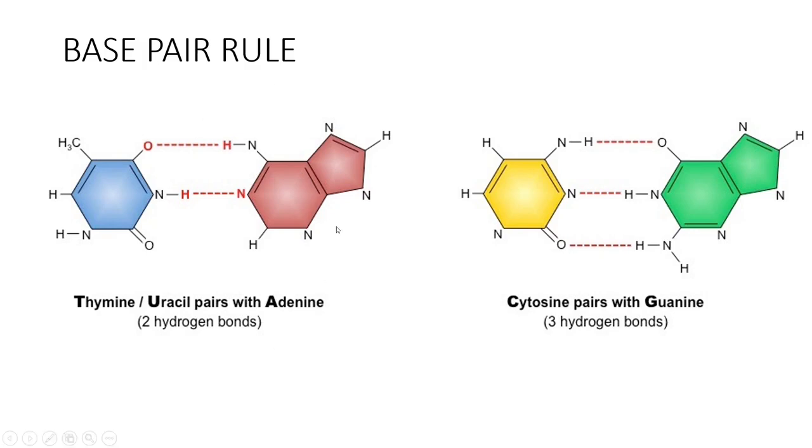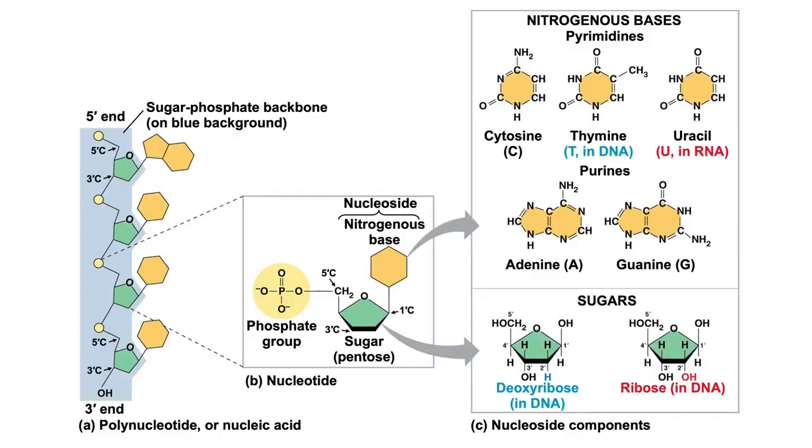These are what we call the base pair rule. Thymine always binding to adenine, uracil always binding to adenine, especially for the part for transcription. Cytosine binds with guanine. Okay, so those are the things that we have to take note of.